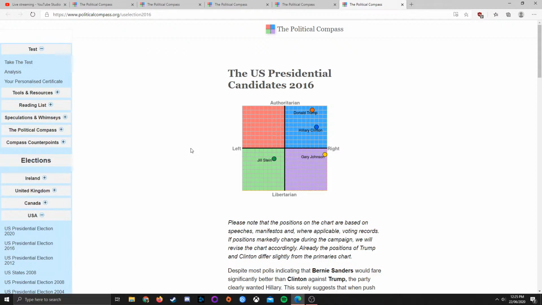And the US presidential elections, you can see the winner, Donald Trump, was up here, the authoritarian right wing. Hillary Clinton, so I mean, you could say Hillary Clinton was even more right wing than Donald Trump. She was actually on the economic scale more to the right than Donald Trump, but less authoritarian. Gary Johnson, I believe, was the Libertarian candidate. He was obviously down in the Libertarian scale, but also very over to the right. And Jill Stein, I think, was the Green candidate, if I remember correctly. And she's down in the Libertarian scale, but over on the left, over here.